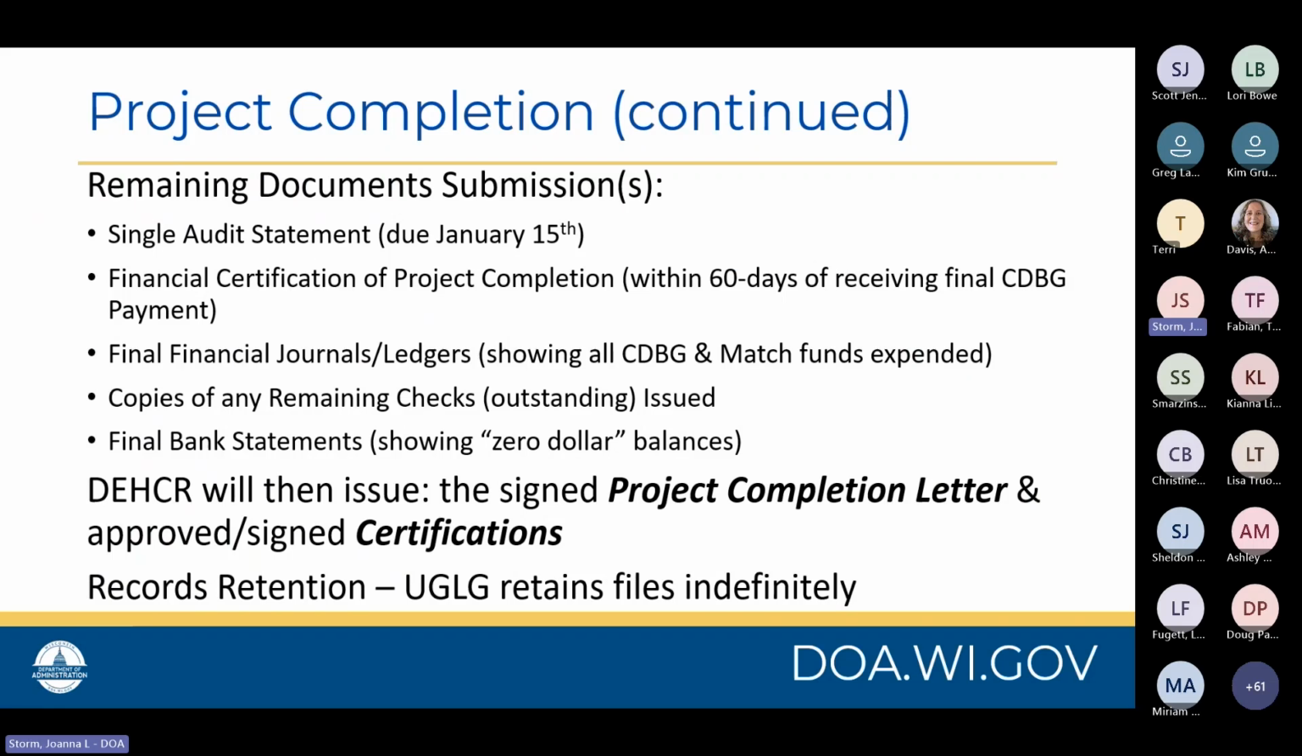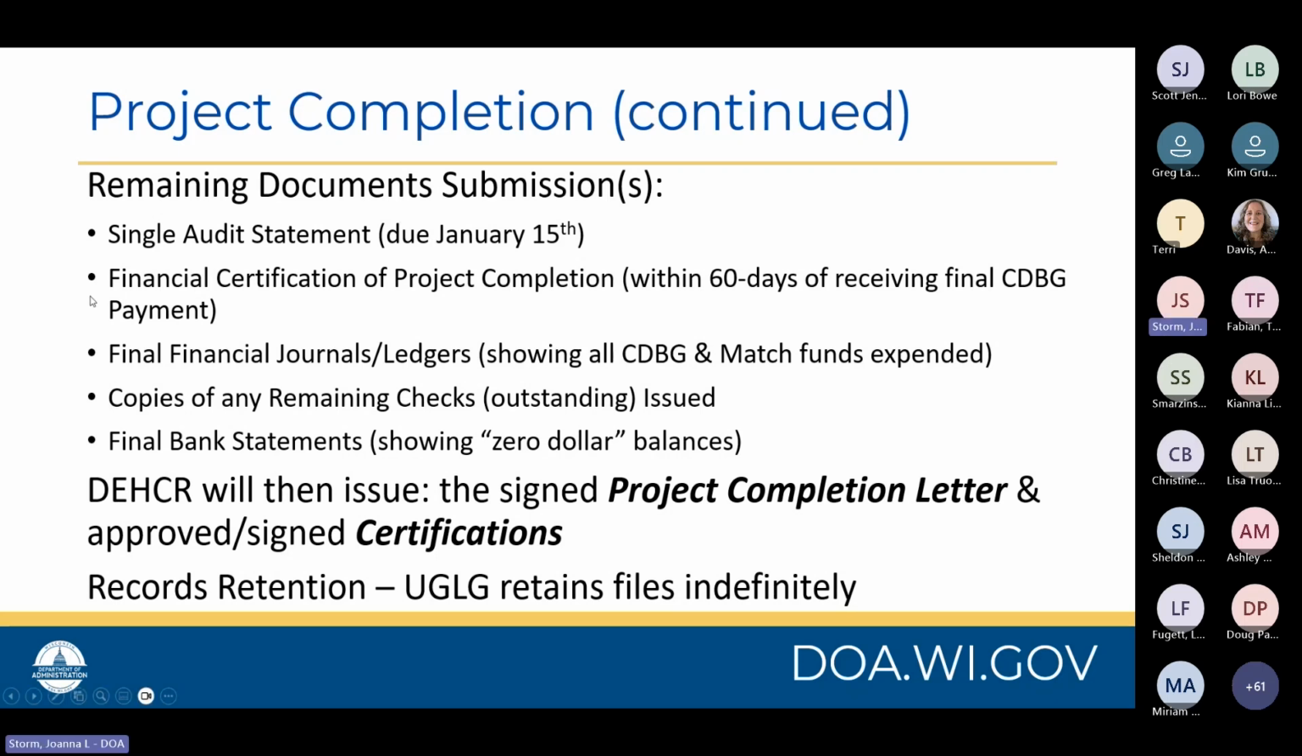Remaining documents that may need to be submitted beyond your performance period end date include an annual single audit statement. These are generally always due by January 15th of a given calendar year, and they refer to how much federal funding and costs were incurred by the municipality during the prior calendar year. So for our 2024 PF grantees, you may have a performance period end date of December 31st, 2026. Note that by January 15th of 2027, you'll need to submit the single audit statement for the federal funding and costs incurred during your 2026 calendar year.